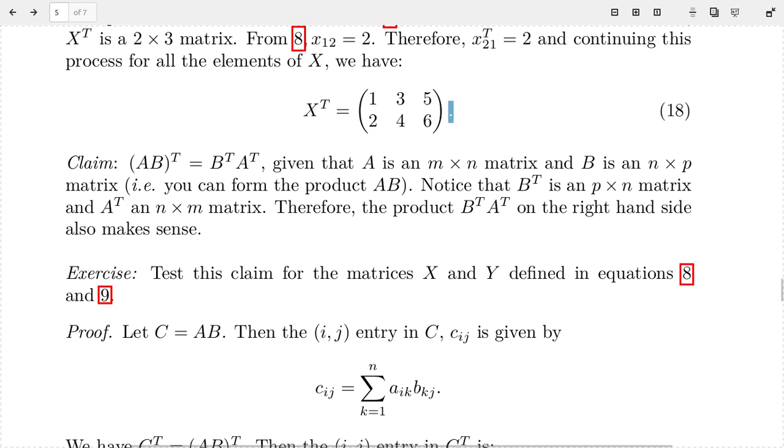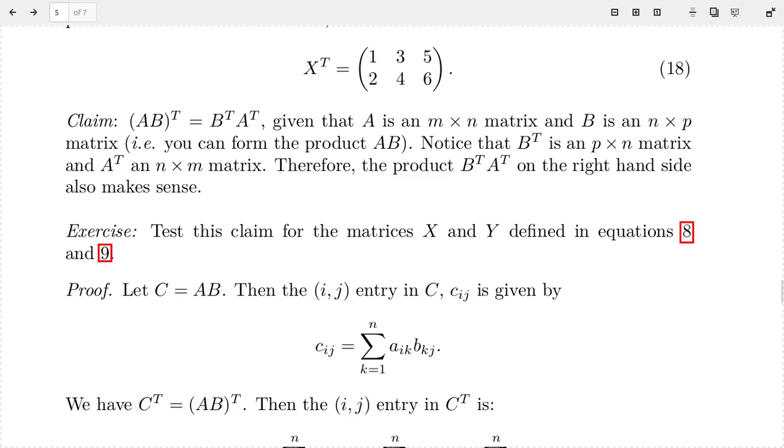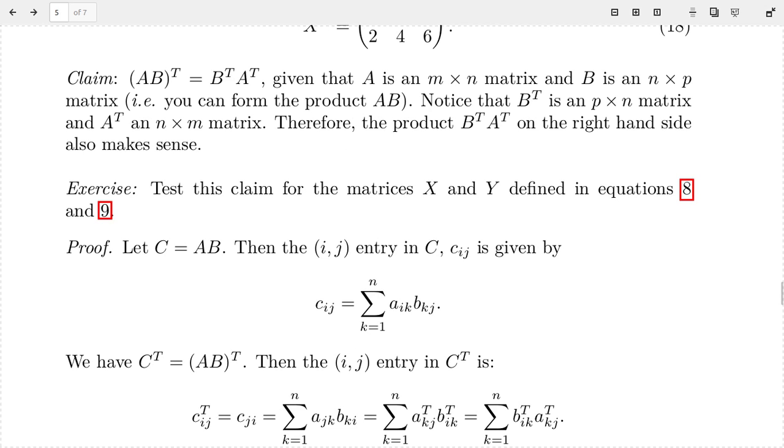Okay, cool. So now that we know what transposition is, we see that the transpose of a product is the reverse of the product of the transposes. So AB transpose, provided of course you can multiply A and B, equals B transpose times A transpose. Provided of course you can multiply these matrices. Now, why is that the case?